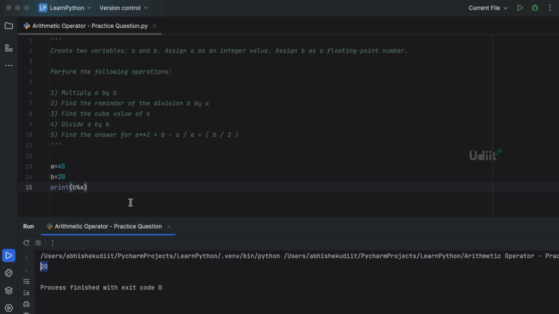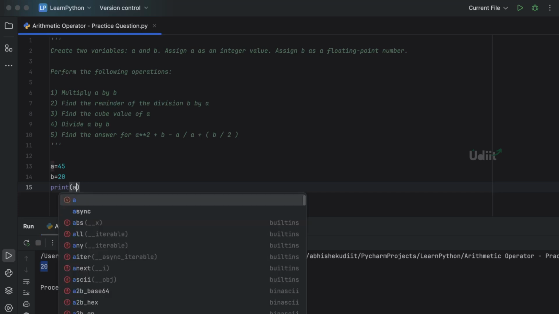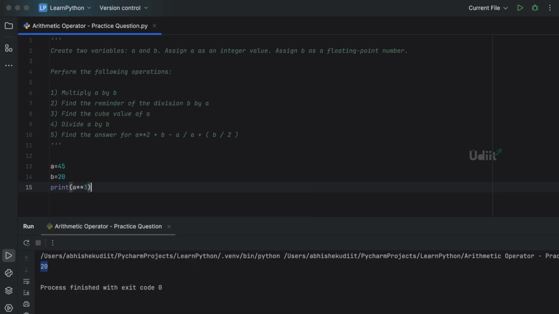The third question is, find the cube value of a. I'll say a double asterisk symbol 3. So I'm using the exponent operator over here. So 45 cube is 91,125. So this is the answer. The fourth question is, I need to divide a by b. So a divided by b, I'll do it and I'll run. The answer is 2.25.